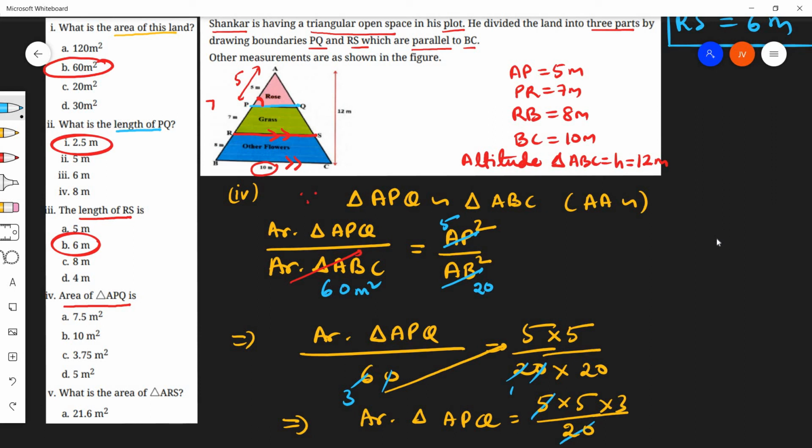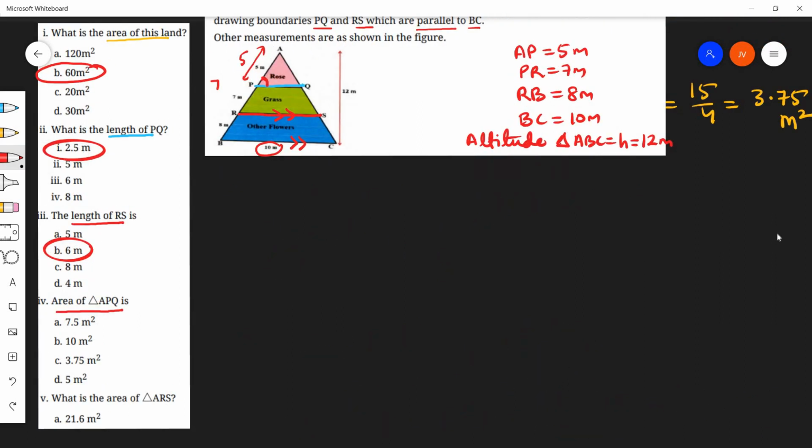5 ones and 5 fours. So what are the balance numbers? Balance numbers are 15 by 4. And what is 15 by 4? When we divide, we will get 3.75 square meters, because it is area. Now let us answer the last bit of the question, that is the fifth bit. What is the area of ARS? So we will follow the same lines.